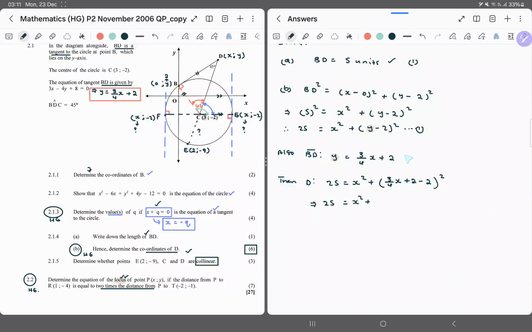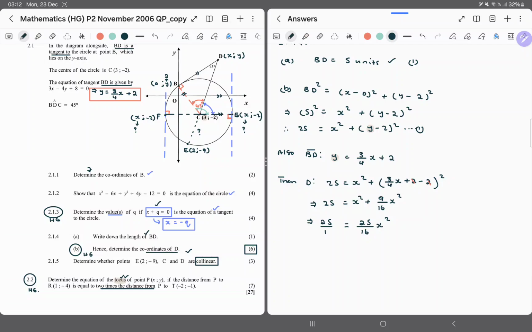Now these two cancel, and what do we have? This squared is going to be 9 over 16 x squared. This implies that 25 over 1 is equal to, multiplying by 16, 16 plus 9 is 25 over 16 x squared. Nice and easy.